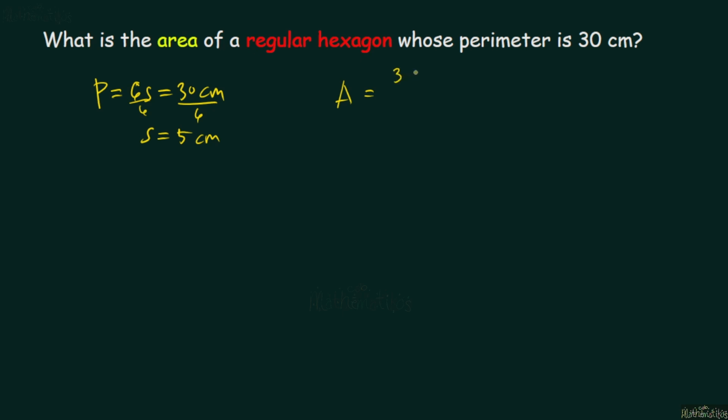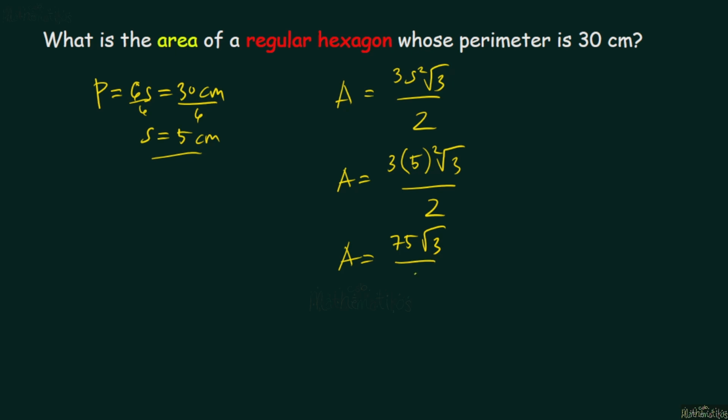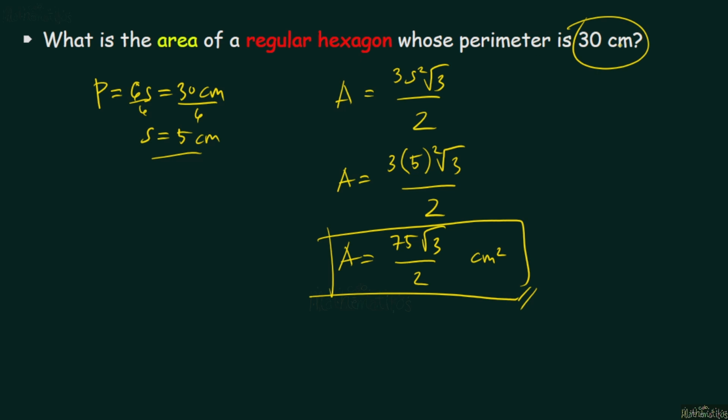So the area of a regular hexagon that we have derived from the previous problem is 3 s squared, square root of 3 over 2. And for this case, our s is equal to 5 centimeters. So the area of that regular hexagon is equal to 3 times 5 squared, square root of 3 over 2. And this gives us 75 square root of 3 over 2 centimeters squared.